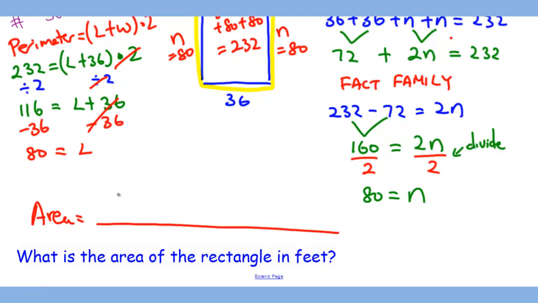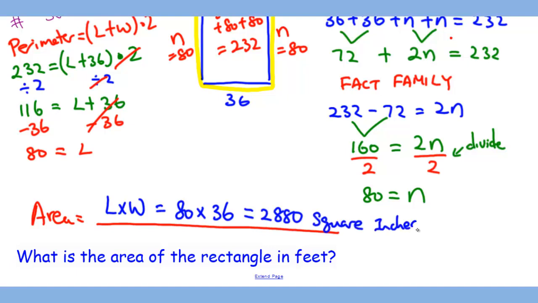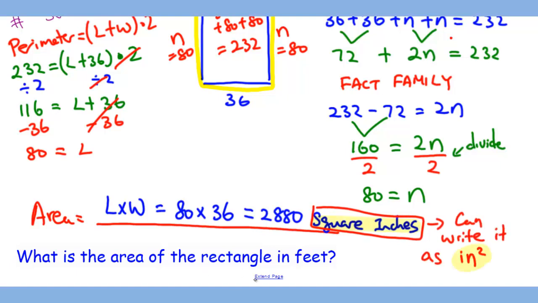So the area will be 80 times 36 because it is length times width, and we get 2,880 square inches because we are measuring area in squares. You can also write it with the inch and the little square, the exponent.